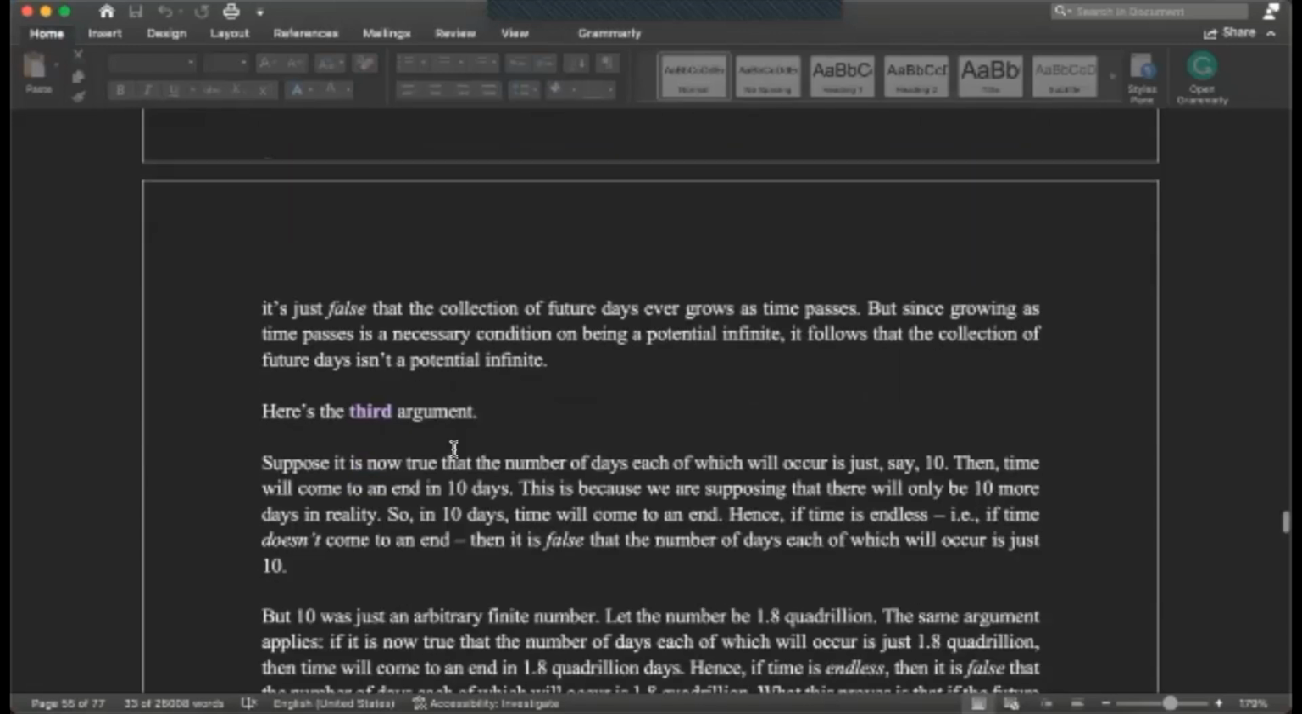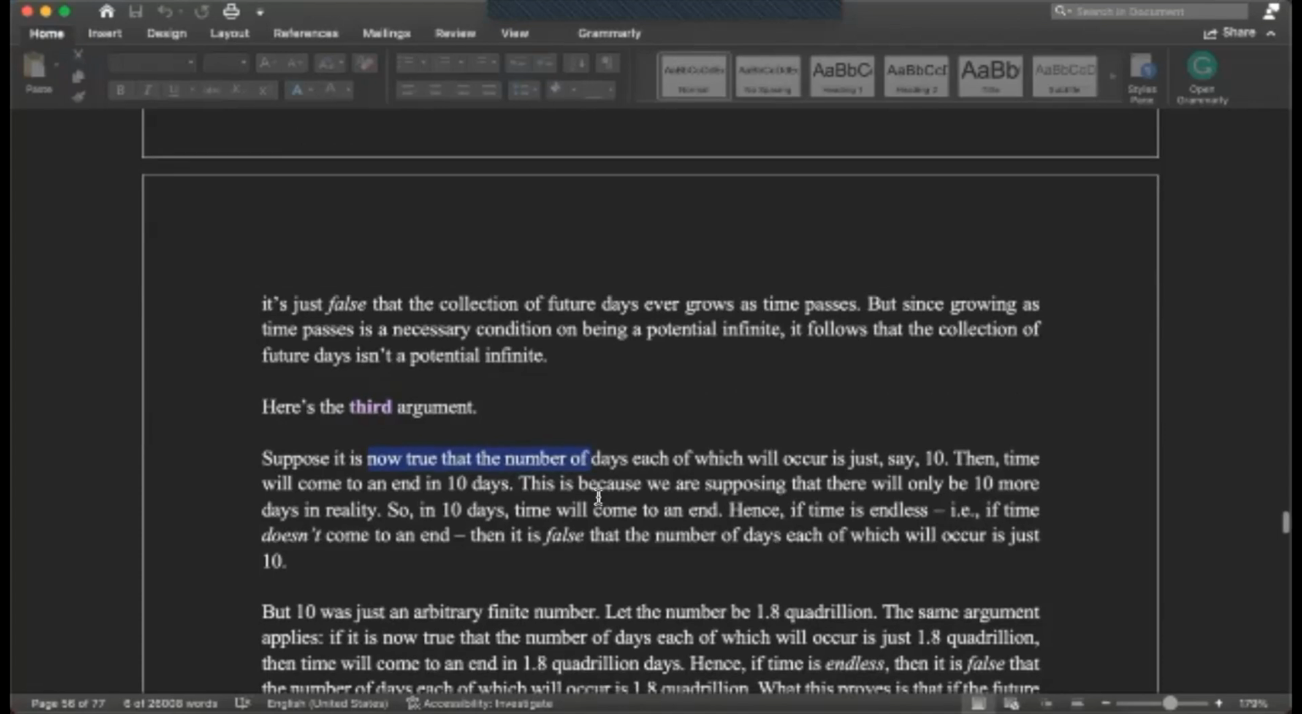Here's the third argument. Suppose it's now true that the number of days, each of which will occur, is just, say, 10. Then, time will come to an end in 10 days, right? This is because we are supposing that there will only be 10 more days in reality at all, ever. So, in 10 days, time will come to an end. Hence, if time is endless, that is, if time doesn't come to an end, then it is false that the number of days, each of which will occur, is just 10.